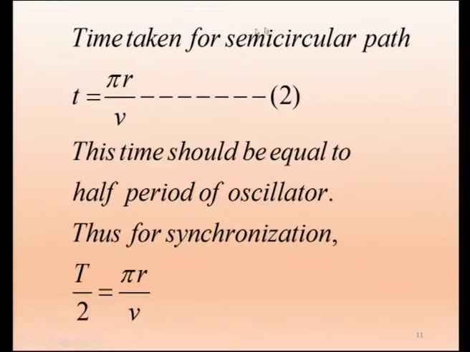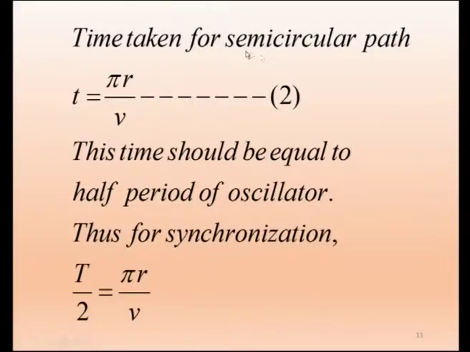The time taken for the semicircular path, so the particle goes in a semicircular path. What is the time taken? Time taken is the distance by velocity. What is the distance? For a circle, the circumference is 2 pi r. Now for a semicircular path it is pi r. So it is pi r by v, velocity. So the time taken is pi r by v, equation 2. Now this time should be equal to the half period of the oscillator. Already that is what we have stated. When the particle comes there, immediately this should change.